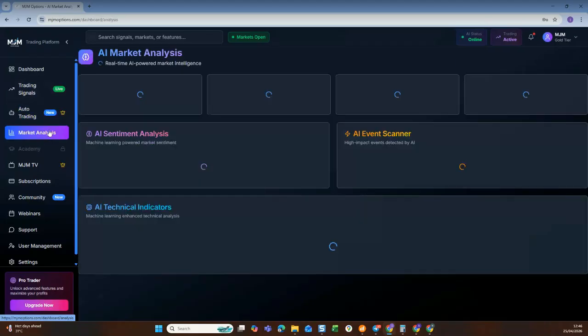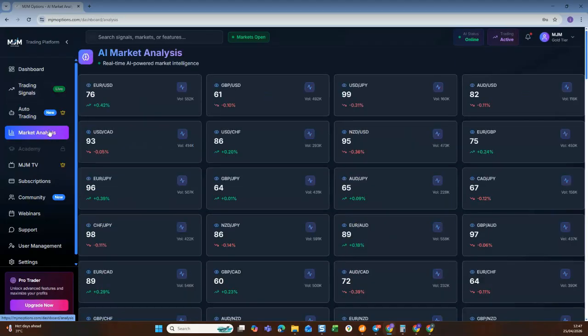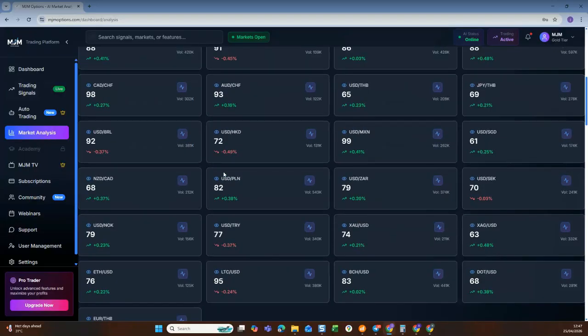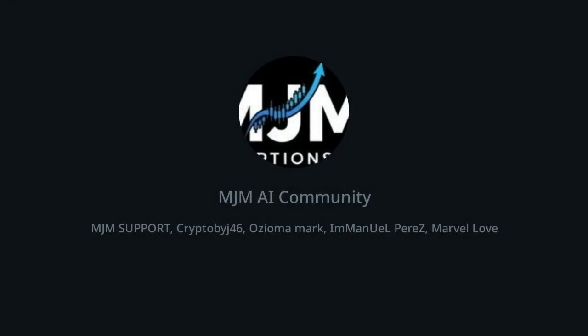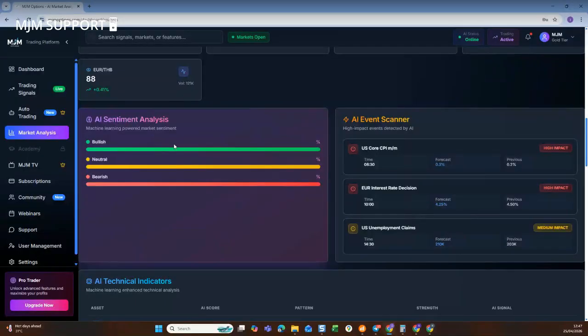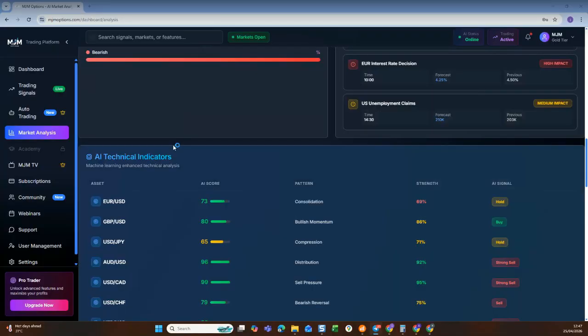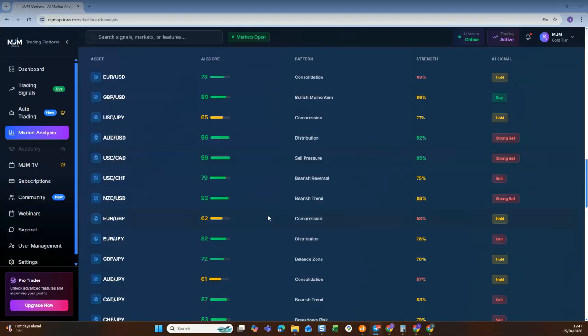So the next thing we have here is the market analysis. Market analysis talks about the abilities of the AI. The first thing here is the AI sentiment analysis. This talks about the ability of AI to study the market sentiment and use it to give you an informed signal. The next thing here is the AI event scanner. This talks about the ability of the AI to study the news patterns or the news itself and use the news to give you an informed signal. The next thing we have is the AI technical indicators. This talks about the ability of the AI to study the charts, recognize patterns and use those patterns to give you an informed signal. So that is how it works.